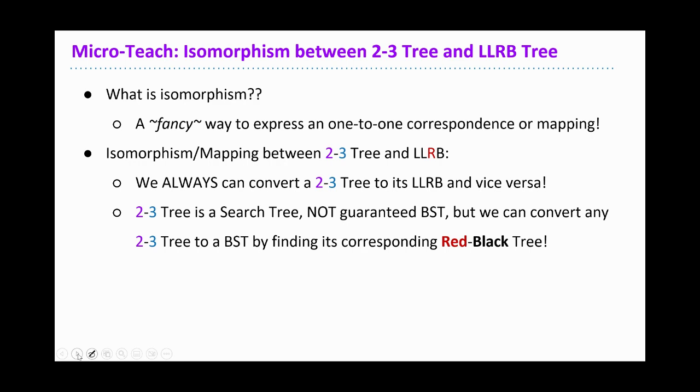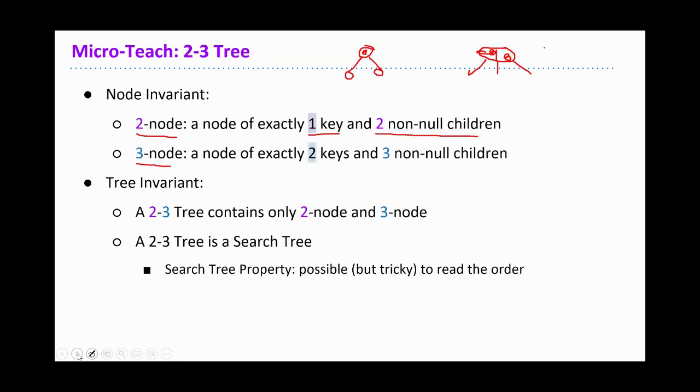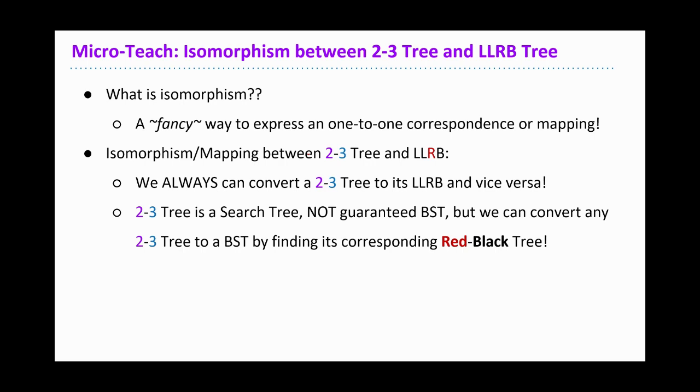And we have a note here that a 2-3 tree is not guaranteed to be a BST, right? Because it can have this 3 node, which has 3 children and 2 keys per node, which is not allowed in a binary search tree. But you can turn it into a binary search tree by converting it into a left-leaning red-black tree.